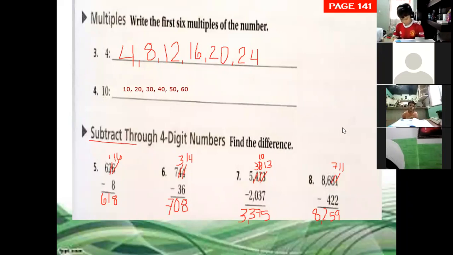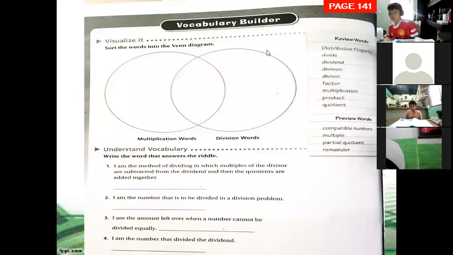Let's continue. Here, next page, we have how many minutes? 1 minute, it's pretty late. Sort the words into the Venn diagram. Venn diagram at the bottom says multiplication words and division words. So that's what we have to do. We have to write the words that have to do only with multiplication and the words that have to do only with division. And in this part, we are going to write the words multiplication and division have in common. So let's begin in the middle.